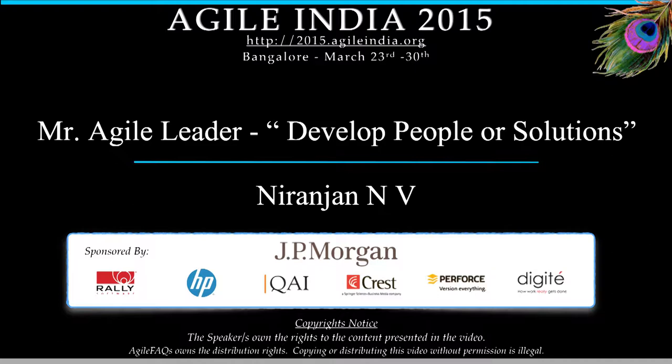Okay, so today's topic of my presentation is the Agile Leader. For the success of Agile, most Agile leaders are responsible for leading the teams, and they are jointly responsible for getting the success. So the main theme of my topic is whether they should spend most of their time developing the people, or spend most of their time delivering the solutions. Okay, so this is the main theme of the topic.